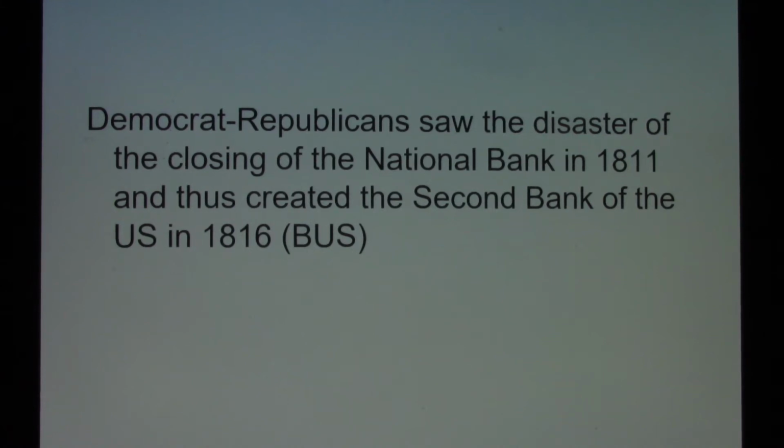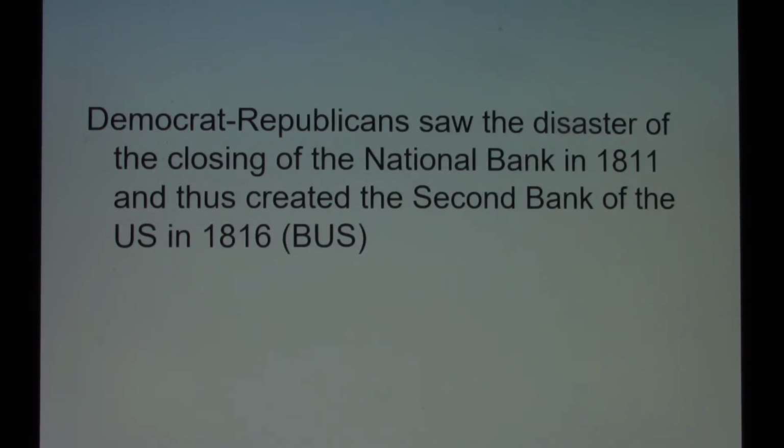This is American history for October the 30th. Democrat Republicans had not allowed the first Bank of the United States to be rechartered, and it died in 1811. This immediately brought on inflation at a time in which we were trying to get out of the Panic of 1807. We were fighting a war with Great Britain.